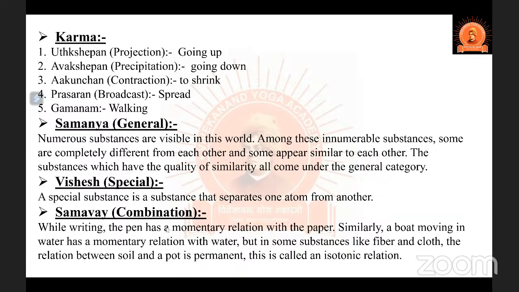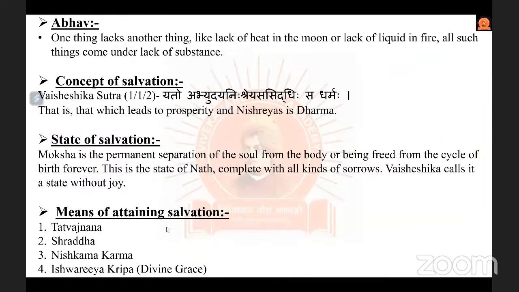So in this way, the substances are being explained. And the last one is abhava. That means in some particular thing, some type of quality is not present. Some substances will be lacking some specific qualities. For example, in the moon you can never imagine heat, because heat won't be there in the moon. Or if you take fire, the quality of liquidity is not present in fire at any time. In the same way, the quality of heat is never present in the moon.